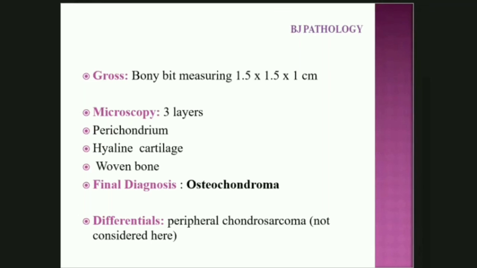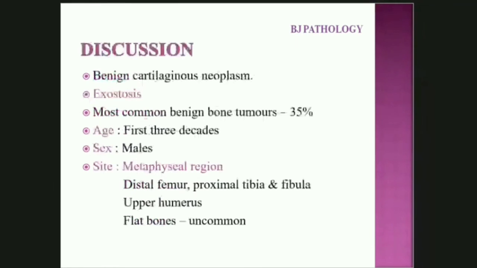For BPOP, basically we need to see spindle cells and bone arranged in a very haphazard manner, and also the chondrocytes must be very bizarre. That was not seen here. Along with that, the bone should show a purplish blue mineralization called blue bone, and that is also not evident here. And we gave a diagnosis of osteochondroma.